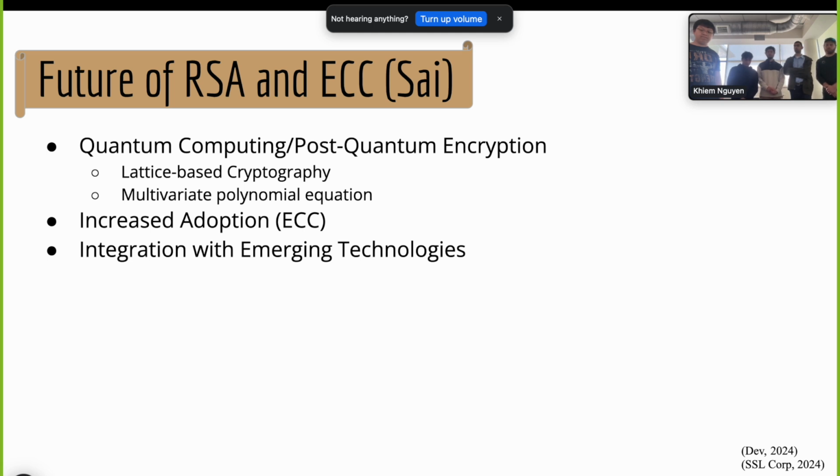Currently, the two most popular ones are lattice-based cryptography and multivariate polynomial equations. And there's also been research going towards ECC-based systems. The goal with these systems is basically the same as with post-quantum encryption. With the smaller key sizes, they hope to also find more methods to mitigate these quantum attacks. And with the hope that the ECC becomes more adopted and more recognized worldwide, there's also potential that ECC can be integrated with more emerging technologies such as 5G networks, autonomous vehicles, and advanced Internet of Things systems.